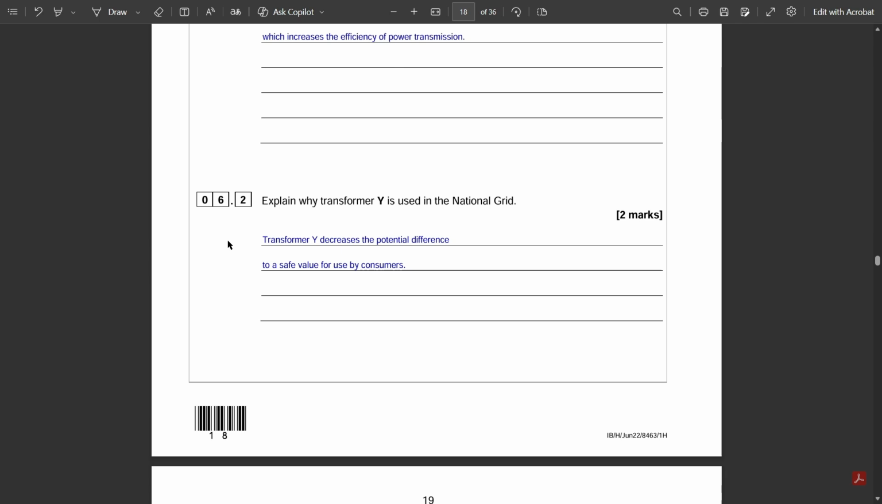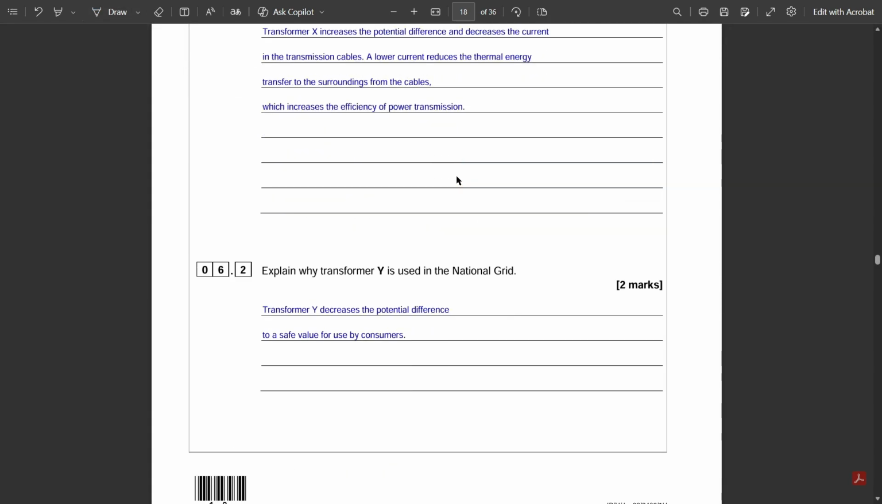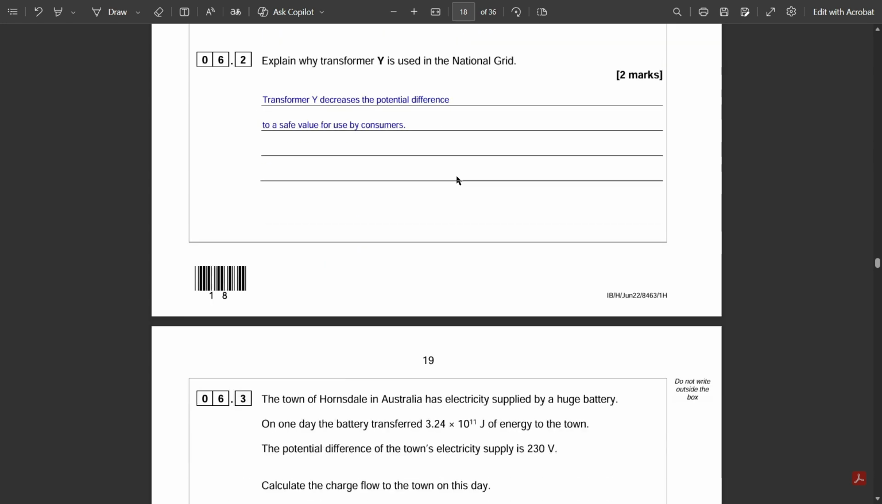And then we're asked why transformer Y, which is this one, is used in the national grid between the overhead transmission cables and the consumers. And that's because it decreases the potential difference to a safe value for use by consumers. So basically, if the potential difference is too high, it can be dangerous for consumers. So transformer Y brings it down to a safe level, which is why you often see signs outside of substations, which is where these transformers are, telling people not to go near it because the potential difference in there is higher, which means it's more dangerous. So you're told not to enter.